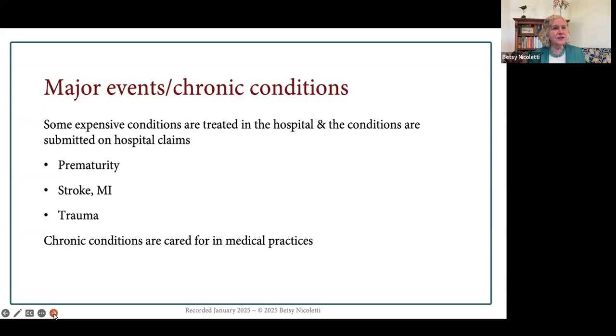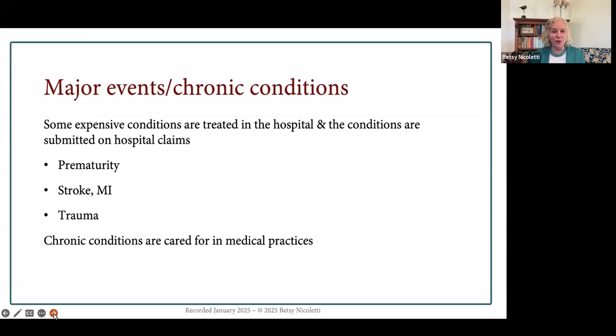Now I'm talking about chronic conditions. What about major events? There are some major conditions that are treated in the hospital, and these conditions are submitted on hospital claim forms: prematurity, stroke, MI, trauma, end-stage renal disease, some kinds of cancers. So when a patient has been admitted to the hospital, I feel pretty confident that that condition is going to be submitted on a claim form by the facility.